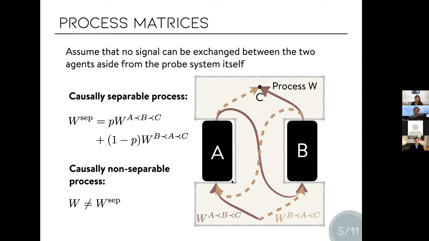As I was saying just before in my previous slide to Ephraim, this red arrow would be a so-called causally separable process, so A happening before B, or this yellow arrow, or basically any convex mixture between the two. Whatever cannot be written in this form is a causally non-separable process. In general, for instance, the process of the quantum switch is this thing that is inside this yellow-gray box, so the way in which the information is transmitted between the parties.